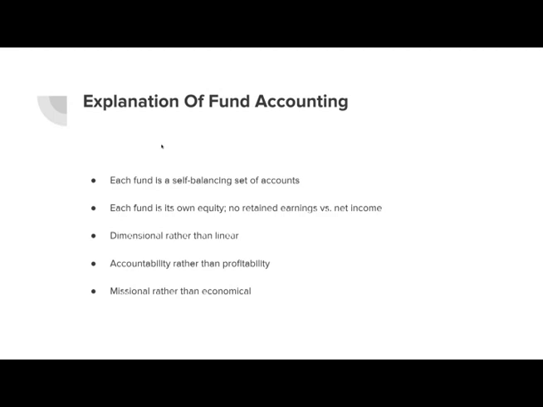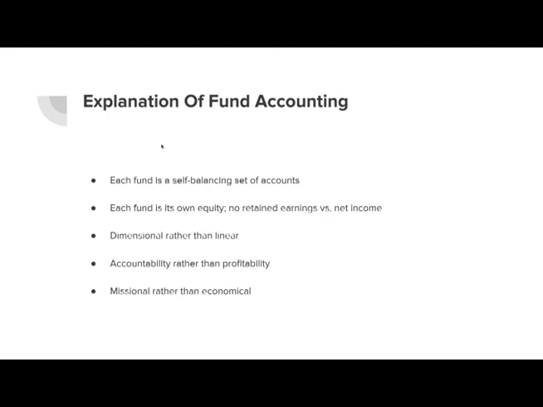And if so, this would essentially mean that you need to create a completely separate chart of accounts for each one of your funds. Now, that's not necessarily what you have to do, but that is the idea. Each fund is its own thing. And by extension, each fund then has its own equity. As you do fund accounting, there is no distinction between retained earnings versus net income as it relates to a fund. A fund just has equity.